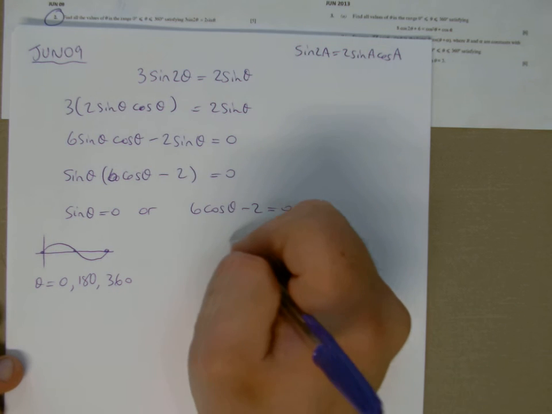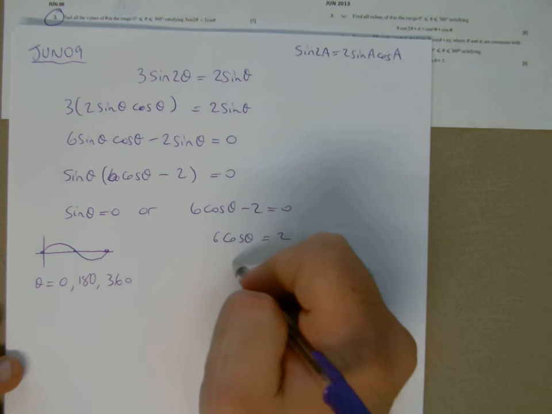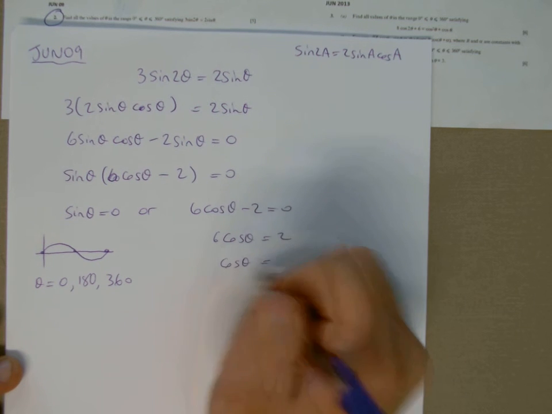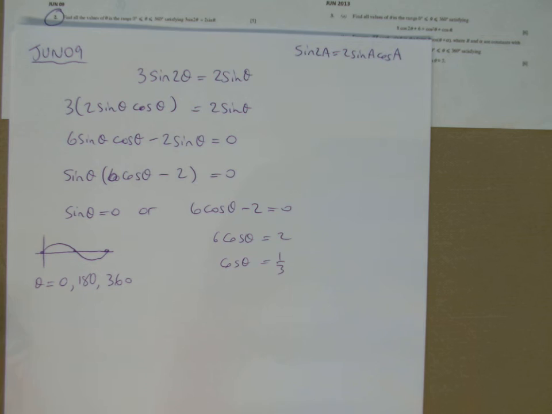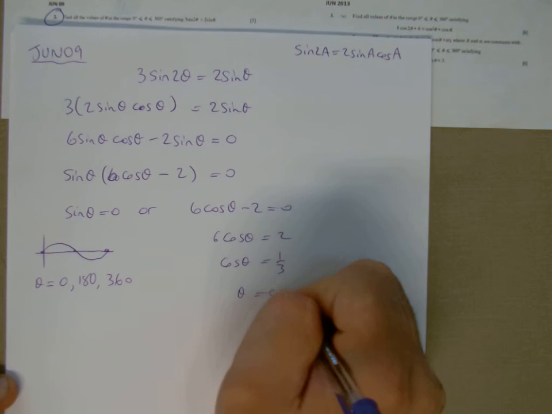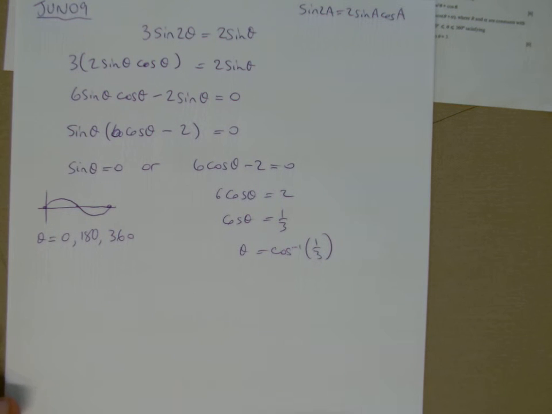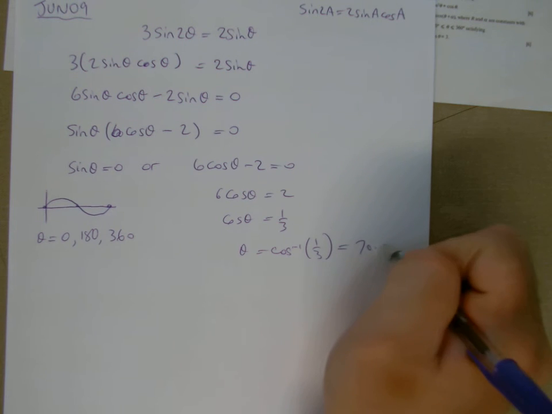This one, if I take that minus 2 over, it becomes a plus 2. And then of course you take the 6 over and divide, so it becomes 1/3. So cos theta equals 1/3. So there I need to do theta equals cos to the minus 1 of a third, and I can determine that in my calculator. Make sure you're in degree mode, and I get 70.5 degrees.